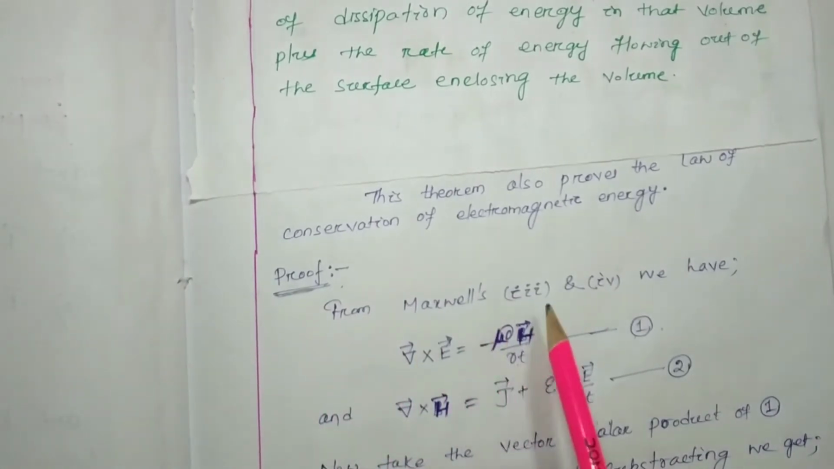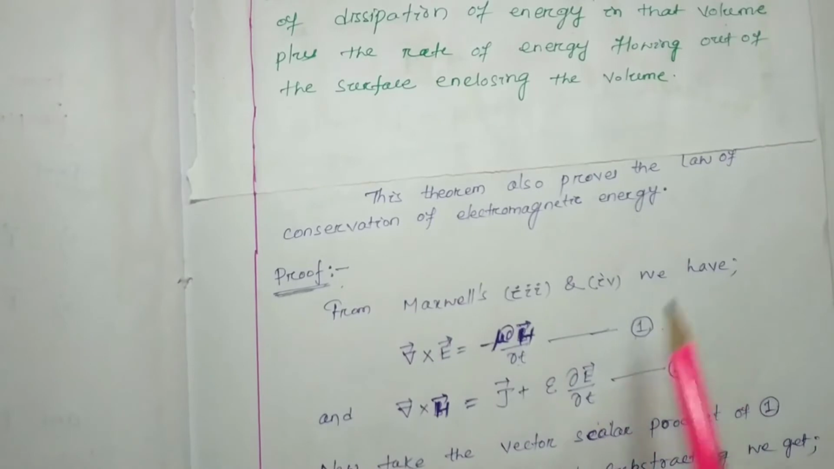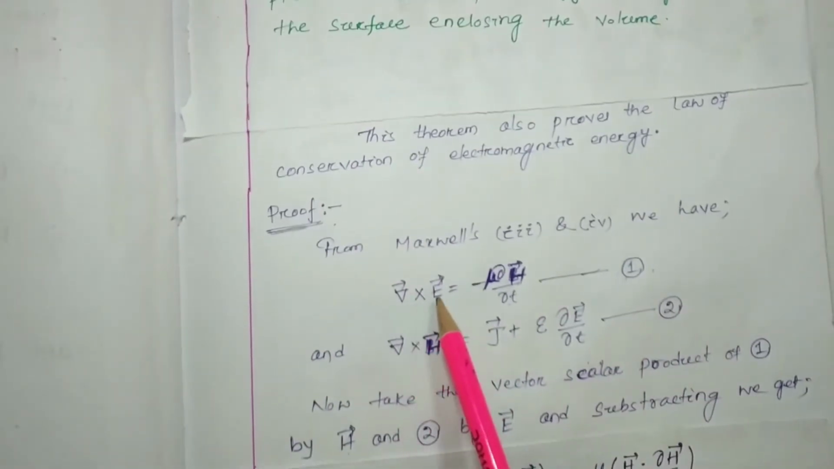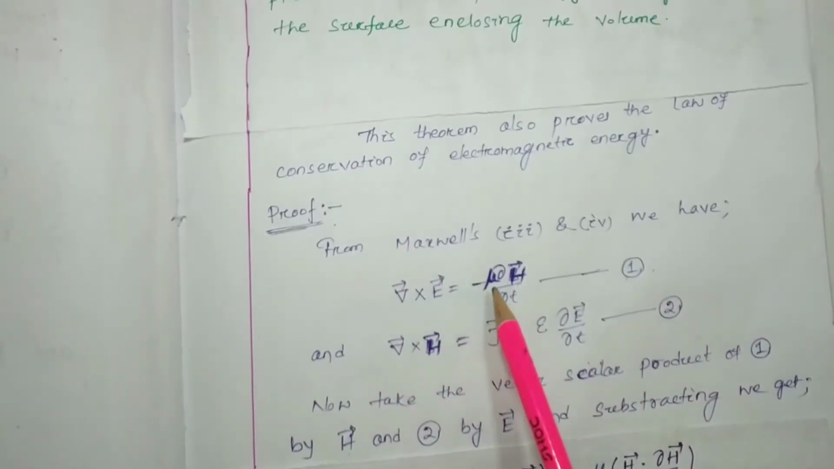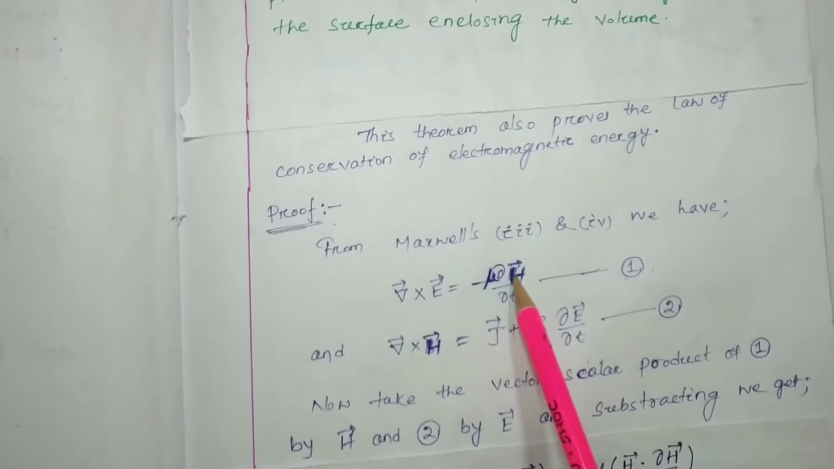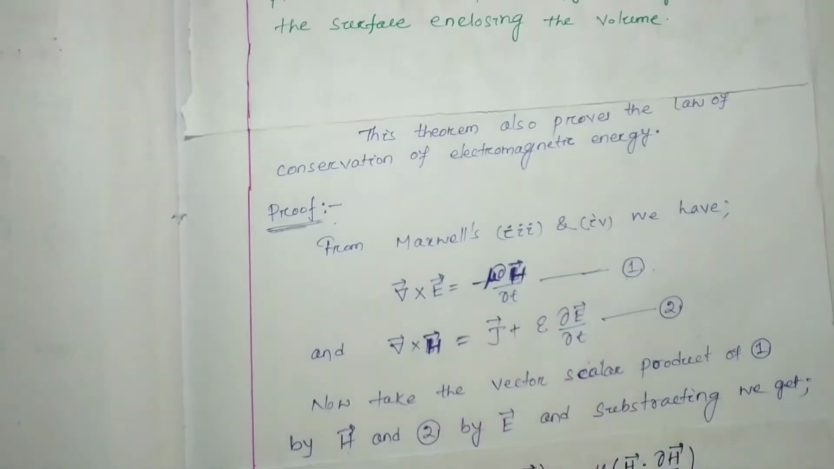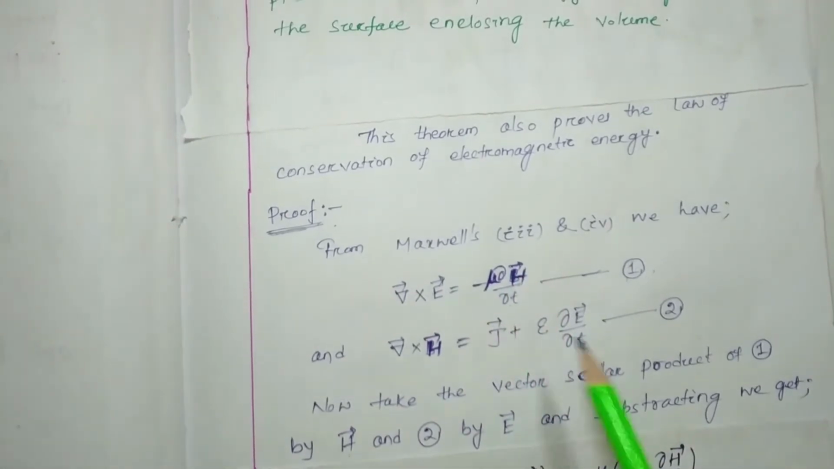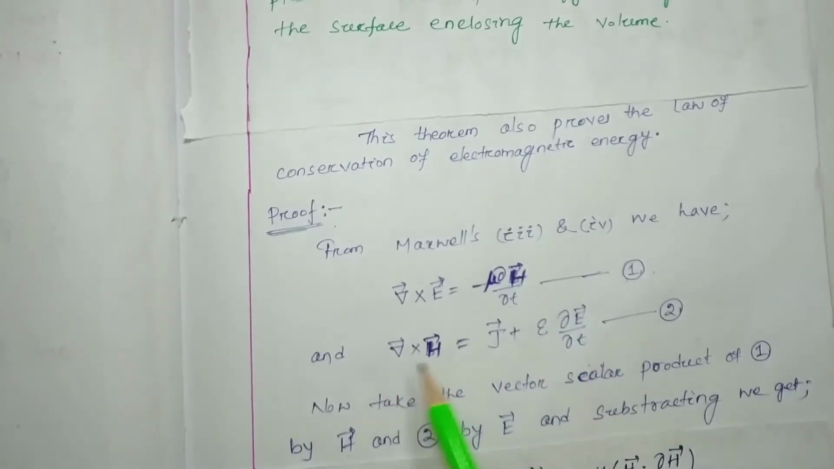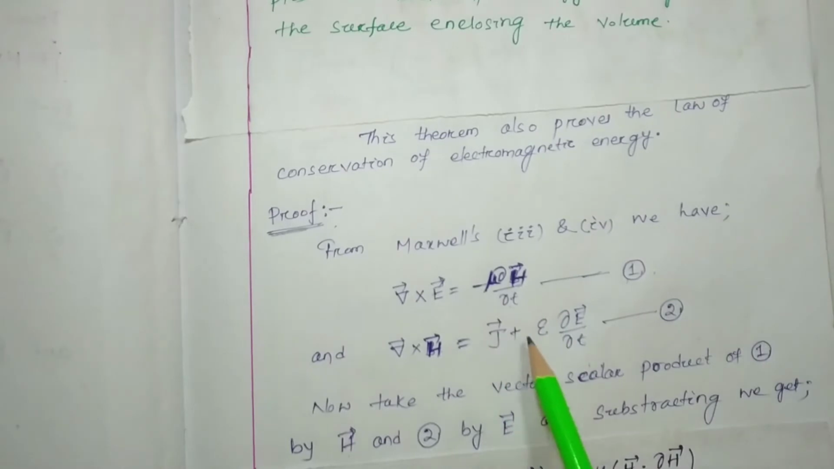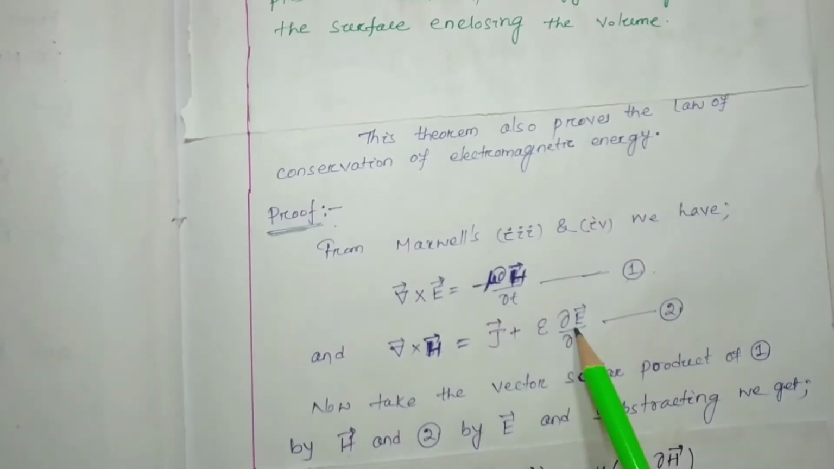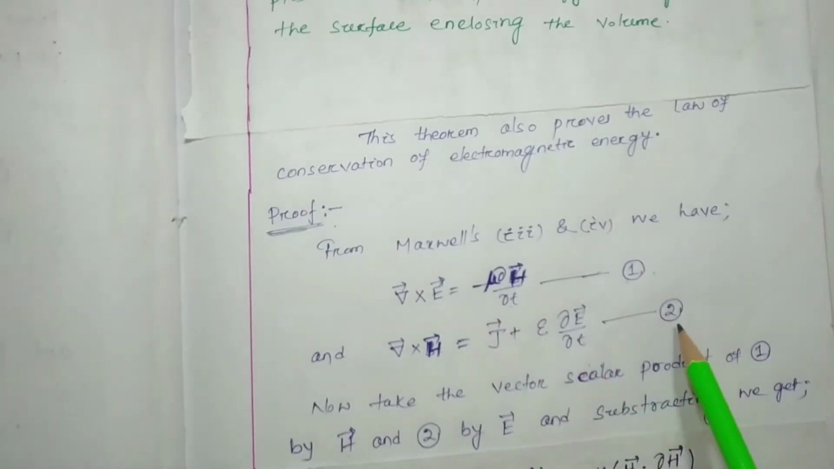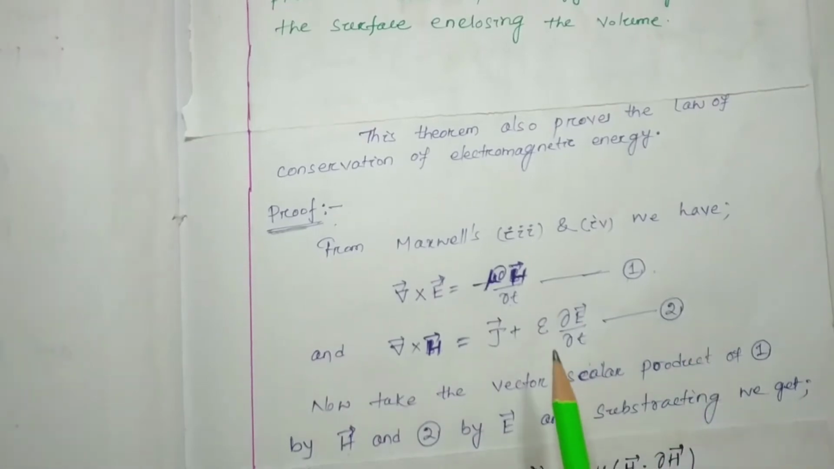Consider Maxwell's third and fourth equations. We have del cross E equal to minus mu del H by del t, this is H, and the fourth equation is del cross H equal to J plus epsilon del E by del t. Let this be equation number 2.